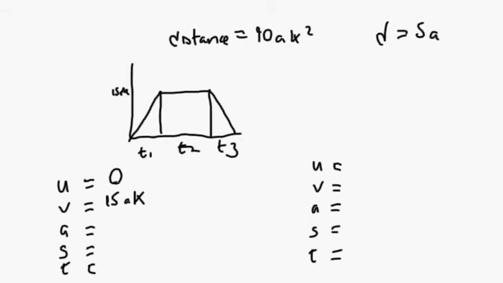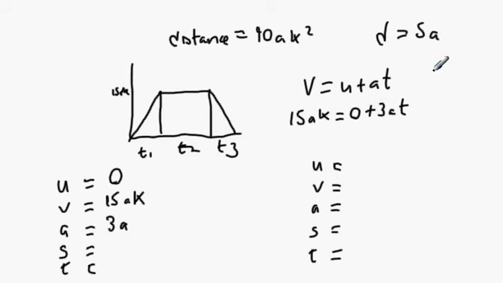So V is 15, the acceleration is 3a. S we don't know, T we don't know. So what we can use is V equals U plus AT. We can say that 15 equals 0 plus AT, which is 3AT. And then T for the first section is 15 divided by 3a, which is 5k. So the first one takes 5k seconds.